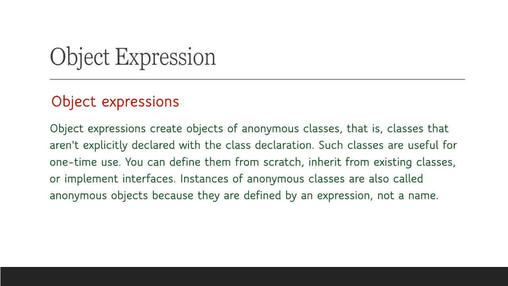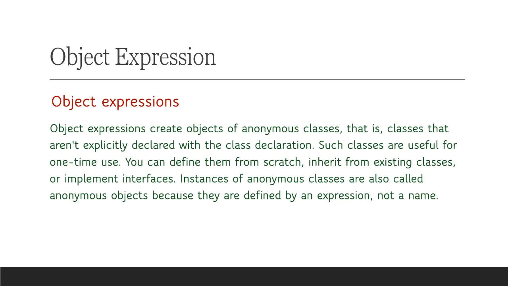But at this time we go for the object expression again. Object expressions create objects of anonymous classes, that is, classes that are not explicitly declared with a class declaration, as we know. Such classes are useful for one-time use. You can define them from scratch, inherit from existing classes, or implement interfaces. Instances of anonymous classes are called anonymous objects because they are defined by an expression, not a name.